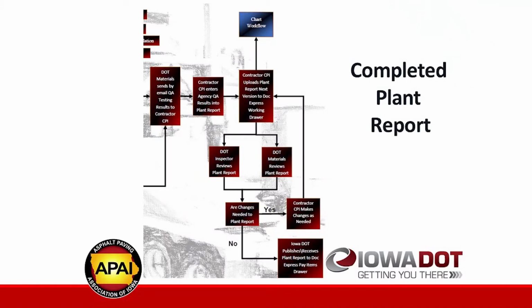Our district materials staff will then look at the information that they're reviewing. And between the two entities, we will then publish that from the working drawer to the pay items drawer. Once that gets published to the pay items drawer, that should theoretically clear the contractor, the CPI, of any further responsibility for that plant report.